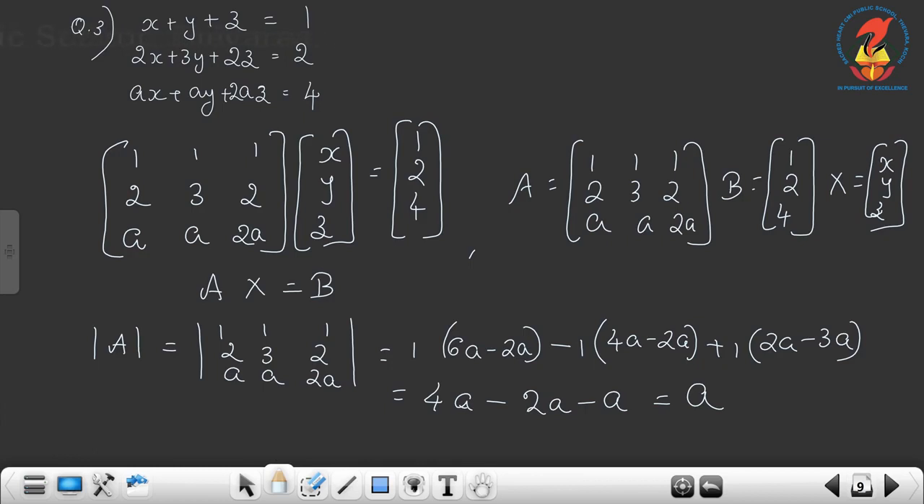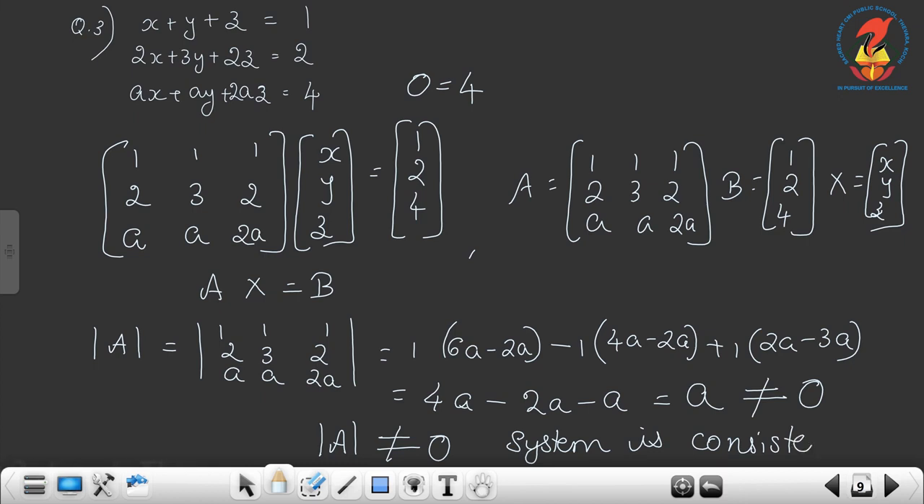If a is equal to 0, look at the last equation. If a is 0, this part is 0, 0, 0. So we get 0 is equal to 4. Is that statement correct? No. So we can say that this a cannot be 0. That is, determinant A cannot be 0. So what is the conclusion? System is consistent. That is, a unique solution exists. System is consistent. So I hope all of you understood this section.